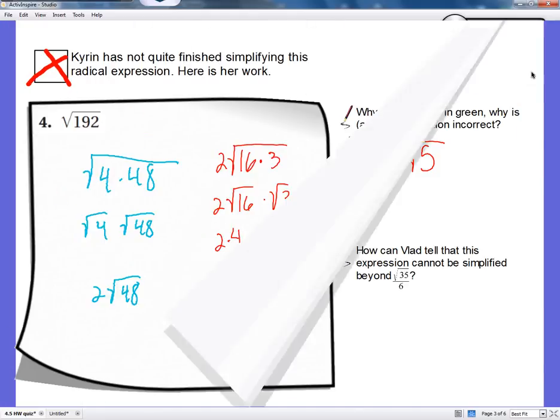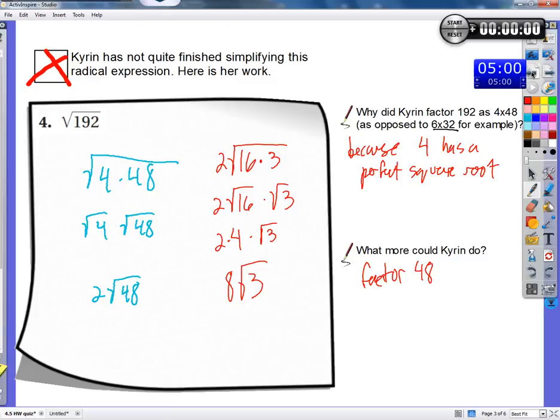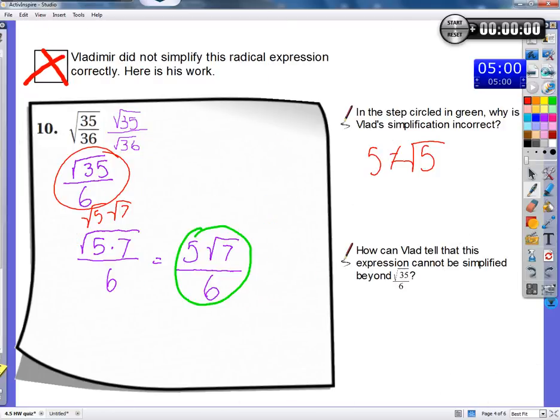This is simplified because we were able to write it as not just the square root of some huge number, but some whole number out here times a smaller square root. A little bit easier to conceptualize how big that number is. Come here and try to simplify. How can we tell it just can't be simplified any more?